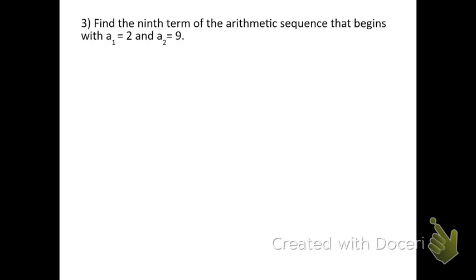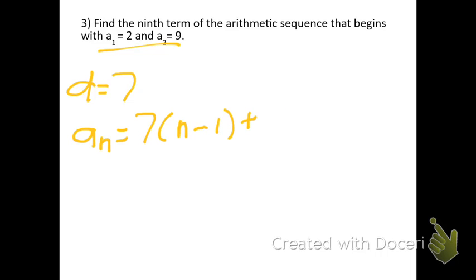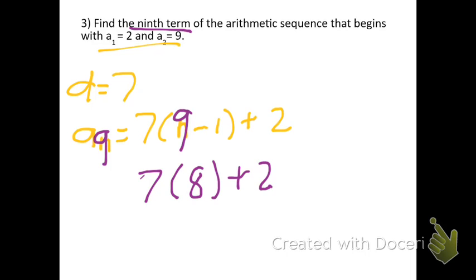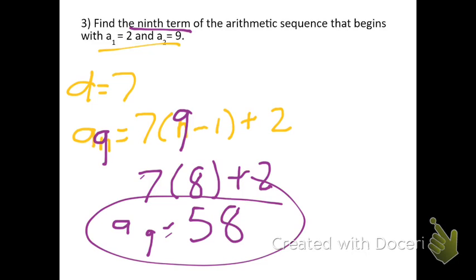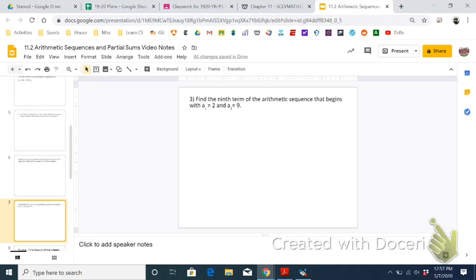So we could find the common difference right away and see that it's 7, because 9 minus 2 is 7. So our nth term formula would be a sub n equals 7, the common difference, times n minus 1, plus the first term, which is 2. Now, if I was looking for the 9th term, I would plug in 9 for n, and you get 7 times 9 minus 1 is 8, plus 2, so it's 56 plus 2, and you get 58 as the 9th term. So, just using a formula and understanding that arithmetic sequences have a common difference, very similar to a linear equation.